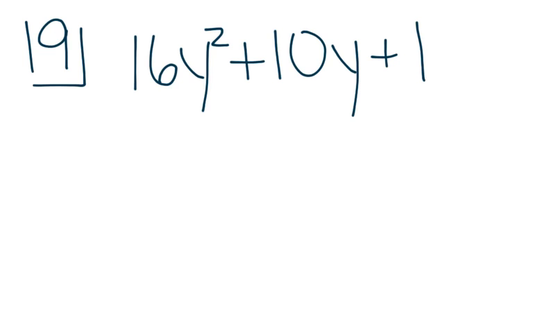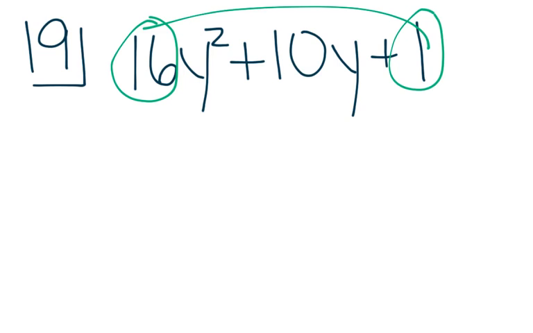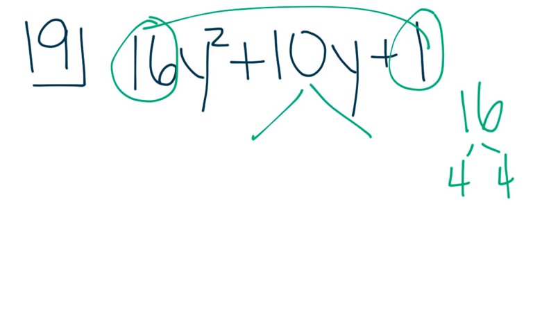So number 19, we have 16y squared plus 10y plus 1. We're going to take these two and multiply them to see if we can split up this middle one into two terms. So 16 times 1 is 16. And let's see what factors we can get. 4 times 4 is 16, and when you add them, it equals 8, not 10, so it's not that.